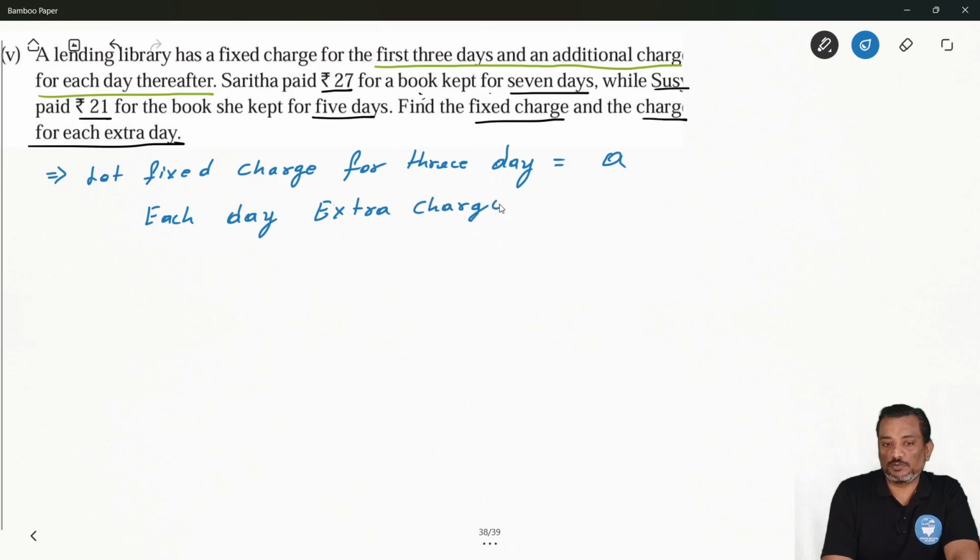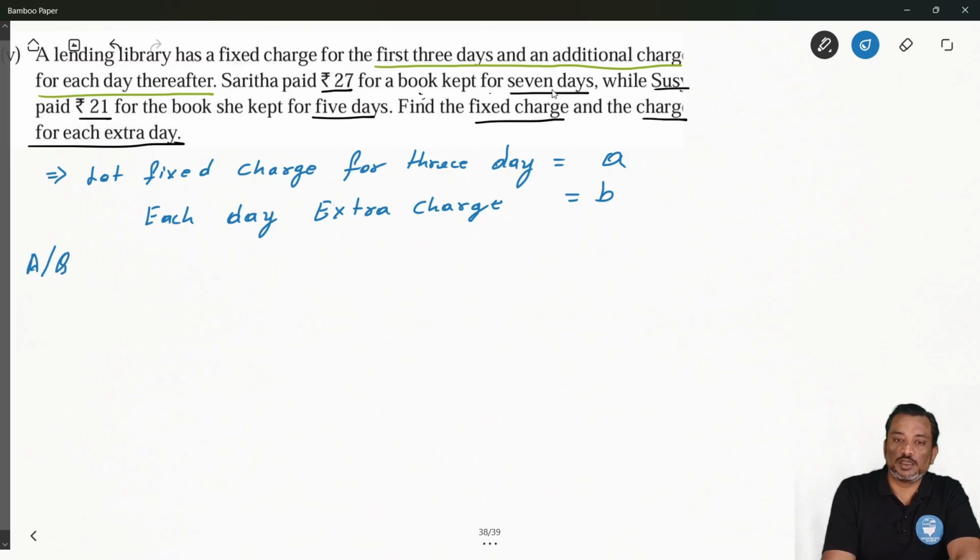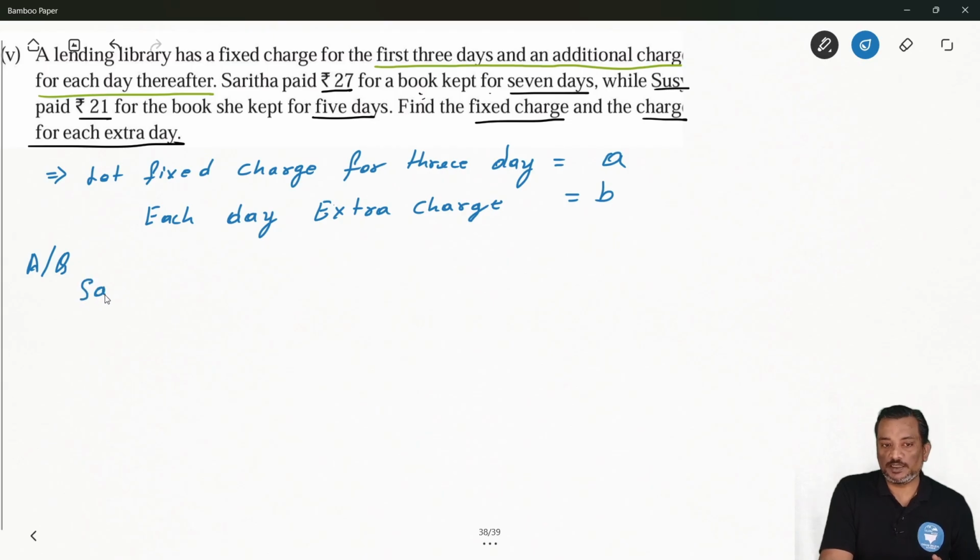is equal to b. ठीक है, ये हमने दो वैल्यू ले लिया, एक फर्स्ट 3 डेज का चार्ज ले लिया और एक 3 डेज के बाद जितने दिन आप रखते हो उसका एडिशनल चार्ज हमने ले लिया। ठीक है, नाउ अकॉर्डिंग टू क्वेश्चन हमारे पास दो डायरेक्ट इक्वेशन दी है। सरिता ने जो बुक लिया फॉर 7 डेज के लिए लिया। ठीक है, तो 7 minus 3, so 4 days. So first तो इसका additional charge हो गया सरिता का. So according to Sarita, first we will take Sarita.